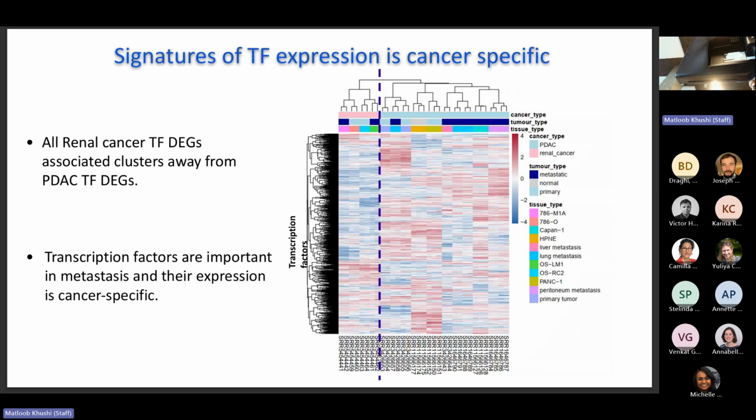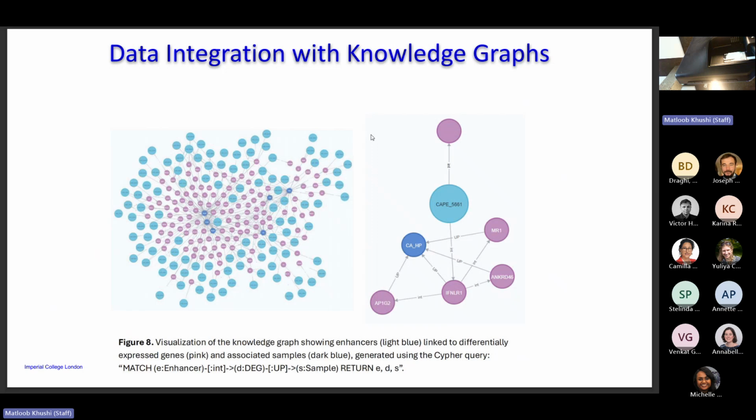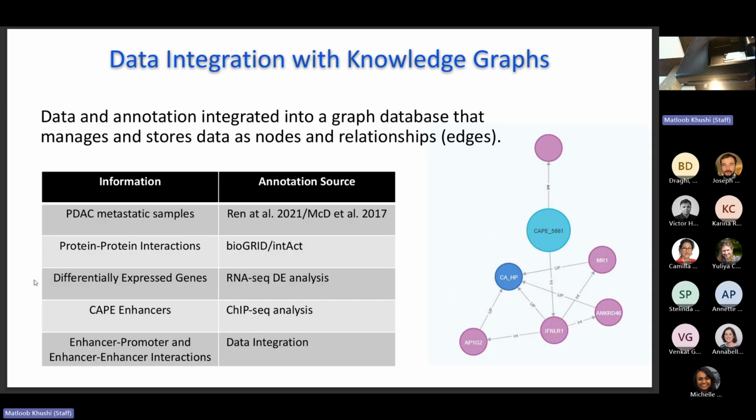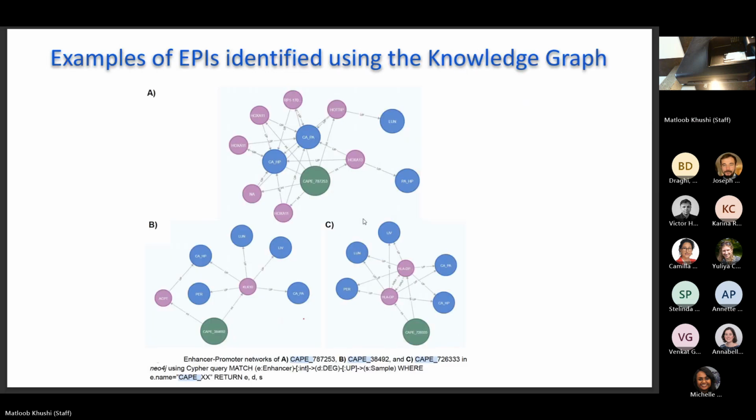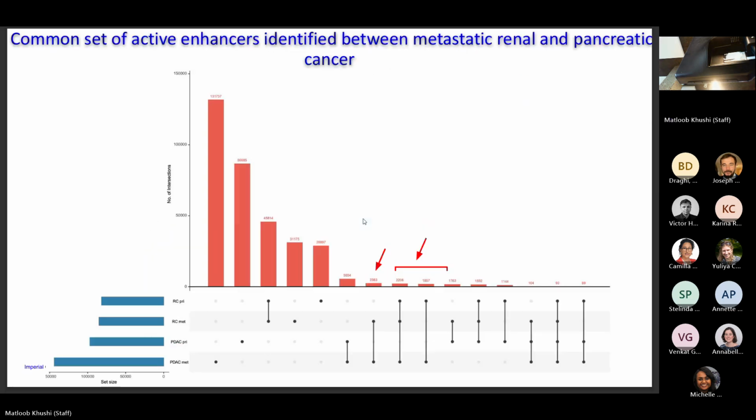For transcription, we saw similar amounts of transcription factors in the pancreatic as the renal, but there were different sets of transcription factors. So the proteins driving these metastatic changes are different. The genes involved are different, but the control elements are shared. We had all this information in the knowledge graph, so we could query it. And we could integrate external data sets, other annotation into the knowledge graph as well.